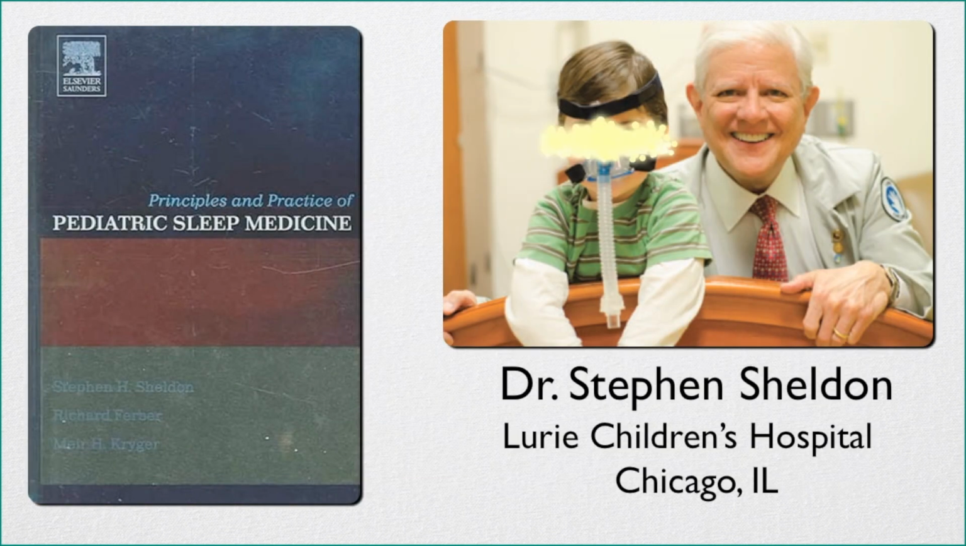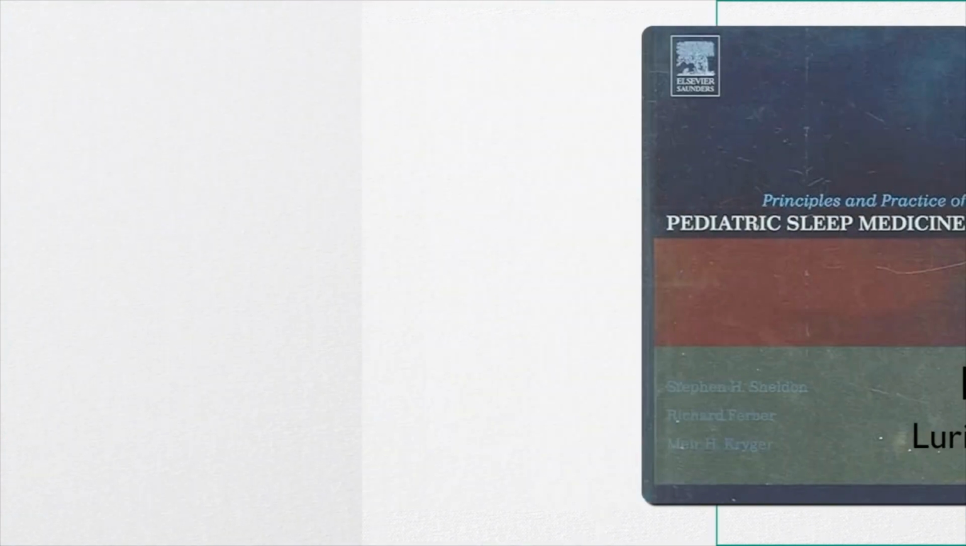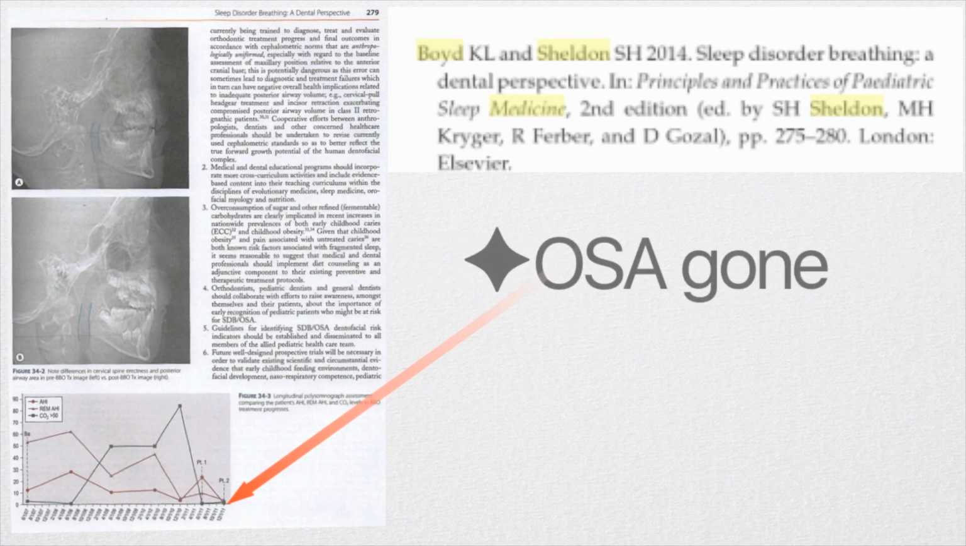The important thing is he was referred to me from Dr. Stephen Sheldon in Chicago, who's written this book on the principles and practice of pediatric sleep medicine. And Dr. Sheldon called me one day to inform me that this child, not the one pictured here by the way, had a clean sleep report and he was completely free of sleep apnea. This patient's case was written up in Dr. Sheldon's new book, in which you see here on the graph that the sleep apnea was completely eliminated because of our ability to develop the maxilla and the mandible forward properly and help this child go from being a mouth breather to become a nasal breather.